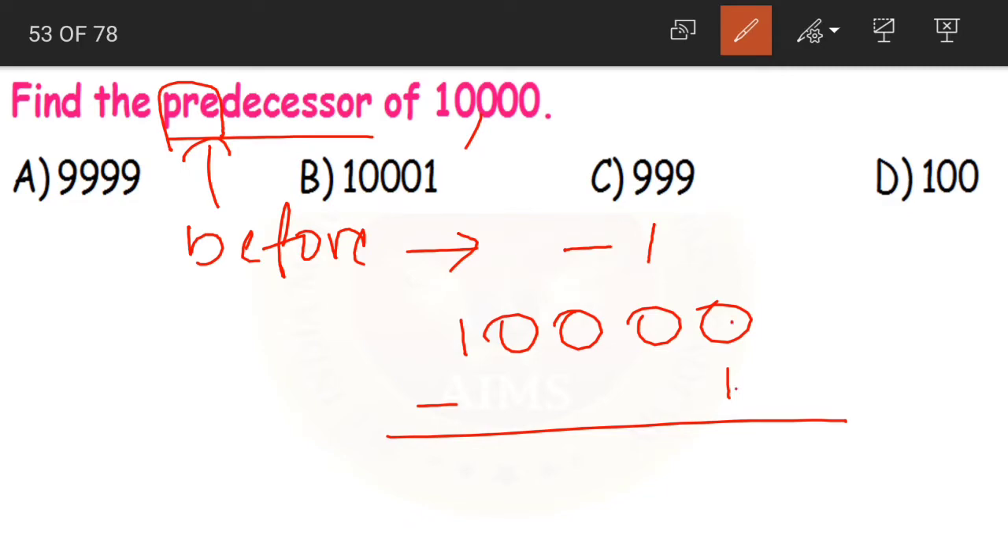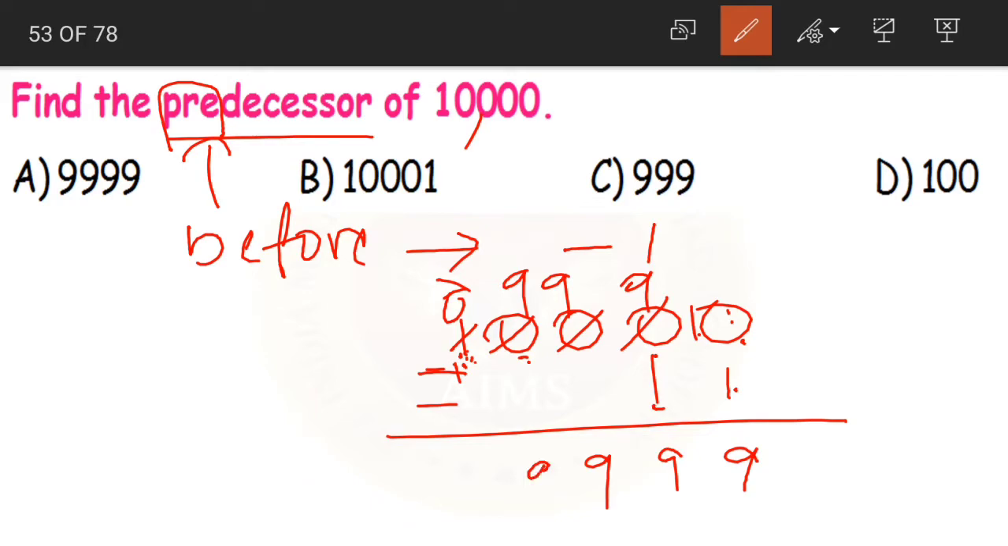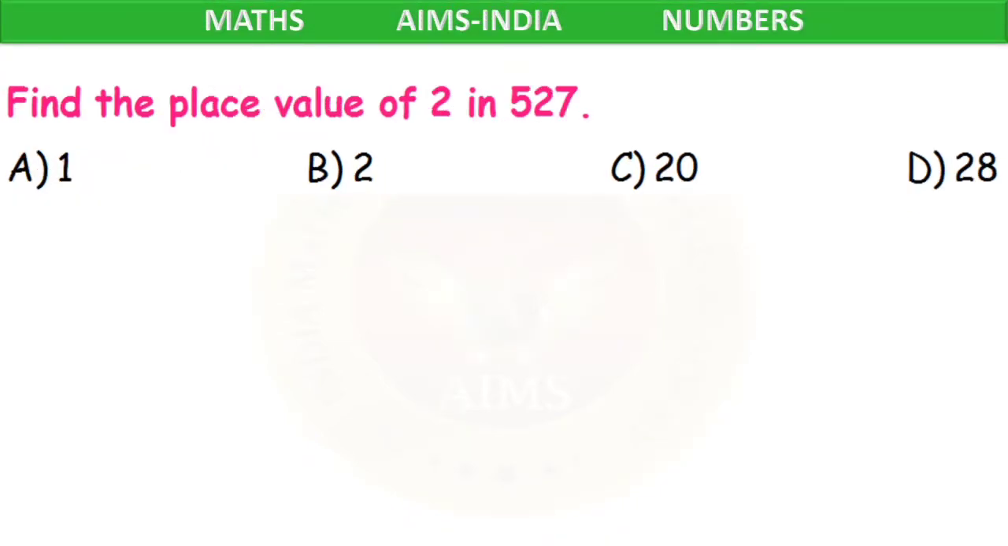So when we are borrowing, first 0 becomes 10, the other zeros become 9, and after the zeros we'll be having a number, right? So that becomes minus 1. 1 minus 1 is 0. Okay, first 0 becomes 10, other zeros become 9, and the number after the zeros becomes minus 1. Now 10 minus 1, 9, 9, 9 and 9. What is the answer? 9,999. That is option A. It is the predecessor of 10,000.